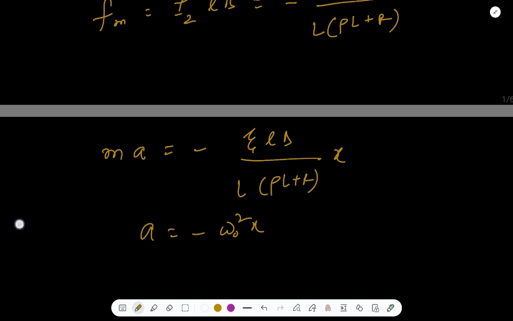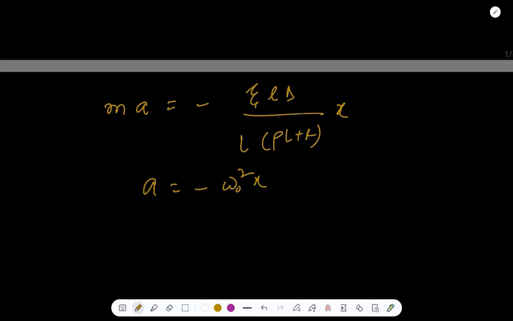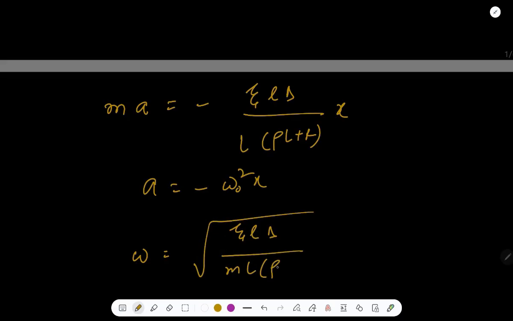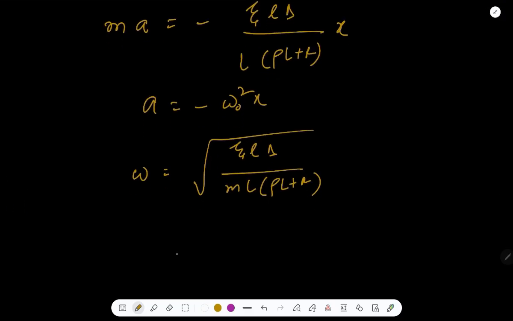And the natural frequency of oscillation of the jumper, I get it as E L B upon M L rho L plus R. And always know that the time period of oscillation is going to be 2 pi by omega naught, and you will have your result.